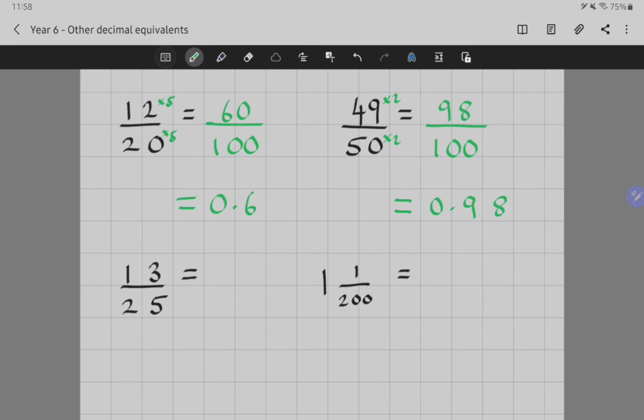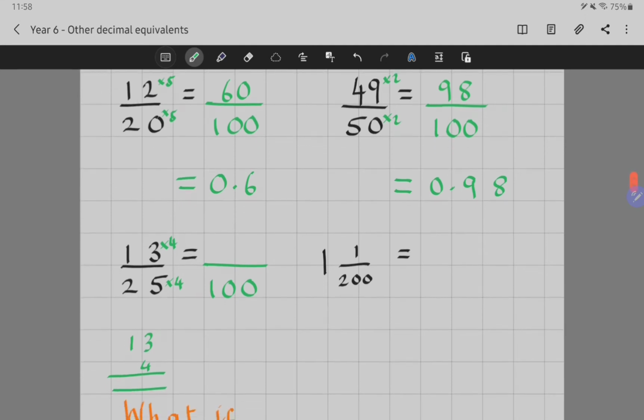Okay, this next one, 13 25ths. Again, what do you do this time? Multiply it by 4. That would be the sensible way to do it. Multiply it by 4. 13 25ths would become 100. So 13 times 4.